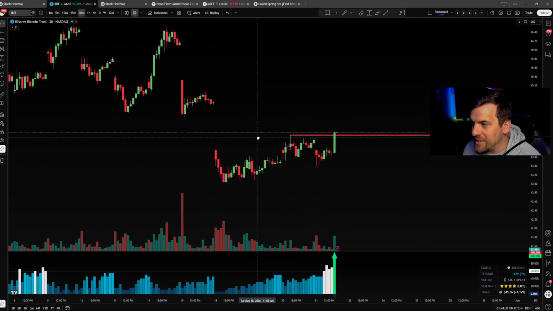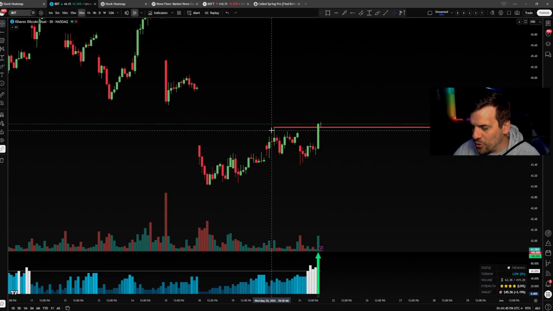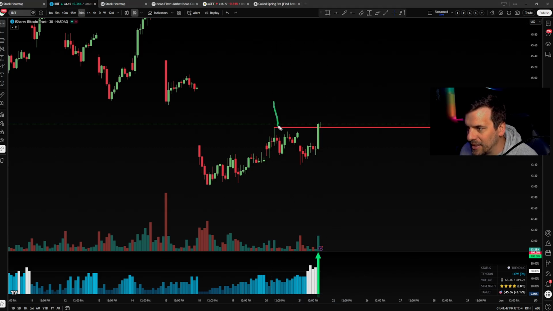I think this has a good chance of potentially breaking to the upside, and we just got a 4-star alert with this thing right here. So let's jump into the charts and check this thing out. The first thing I noticed is that there is a critical resistance level that's support.